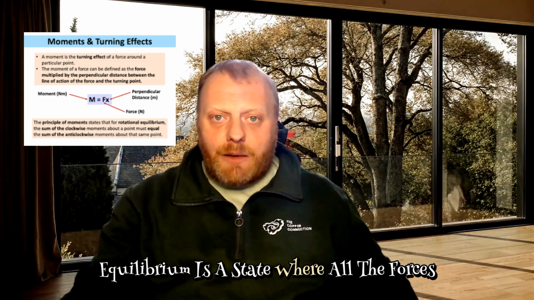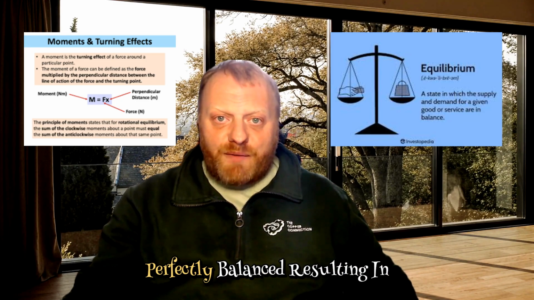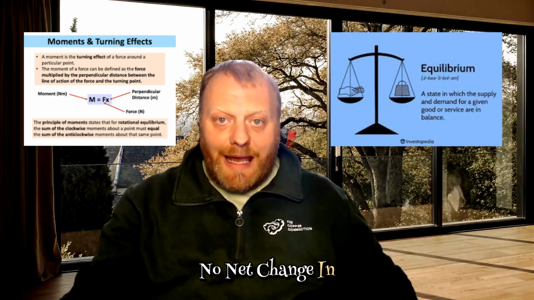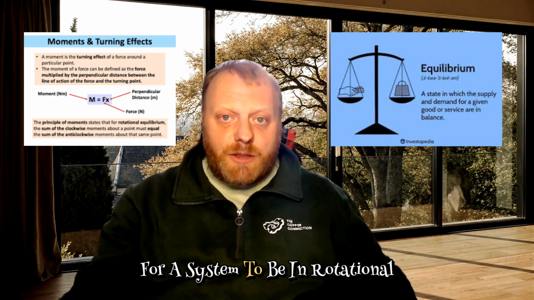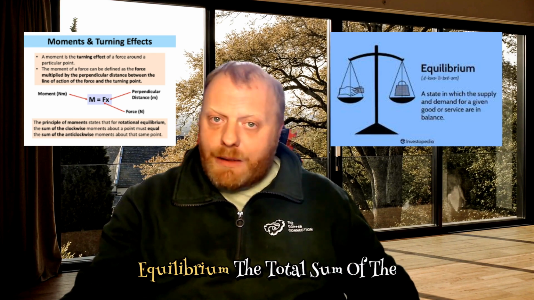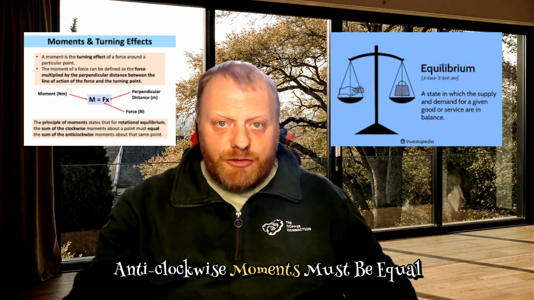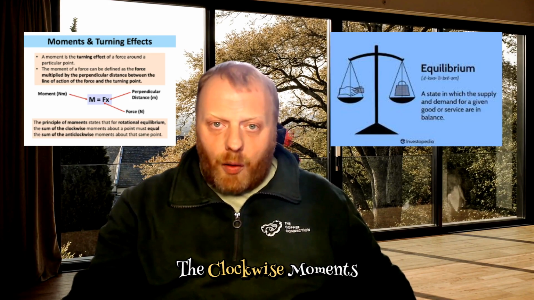Equilibrium is a state where all the forces and moments acting on the system are perfectly balanced, resulting in no net change in motion or rotation. For a system to be in rotational equilibrium, the total sum of the anticlockwise moments must be equal to the total sum of the clockwise moments.